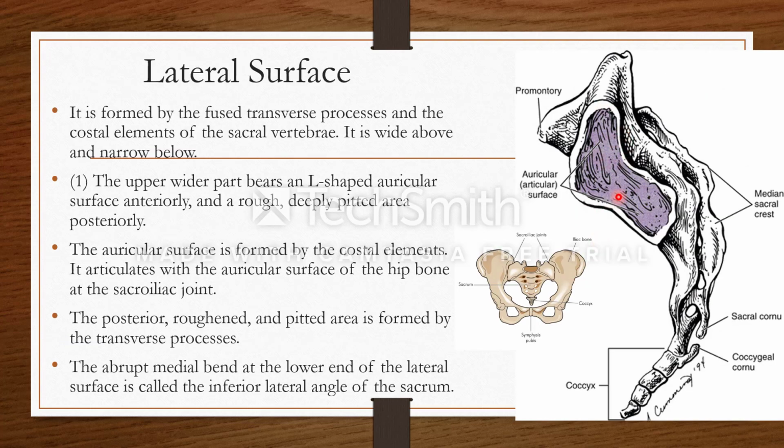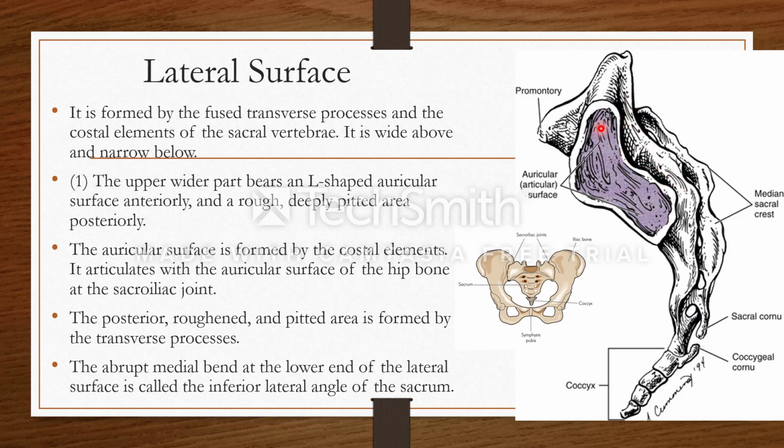Now we will discuss the lateral surface of the sacrum. It is formed by the fusion of the transverse processes and the costal elements of the sacral vertebra. It is wide above and narrow below. The upper wide part bears an L-shaped auricular surface anteriorly and a rough, deeply pitted area posteriorly. See here, this is the smooth anterior surface which is L-shaped. It is the articular surface, also named the auricular surface, because it is shaped just like an auricle, and this is the pitted posterior part.